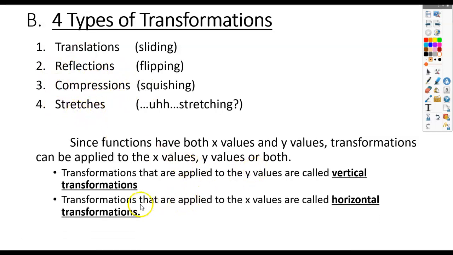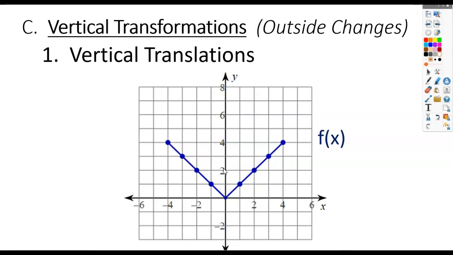But if you were to apply a transformation to the x values, it results in a horizontal change to your graph, a horizontal transformation. So if you were to do something to the x value, that would slide it to the left or right, or it would flip it sideways for reflection, or it would compress or stretch it horizontally. So there are verticals and horizontals, and we're going to start off with the verticals.